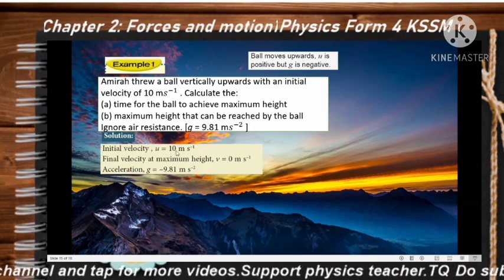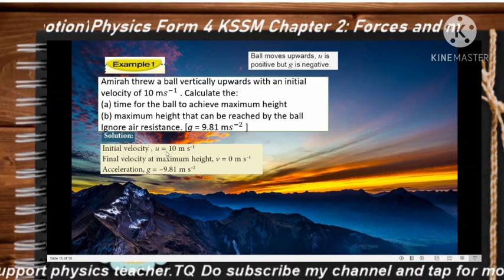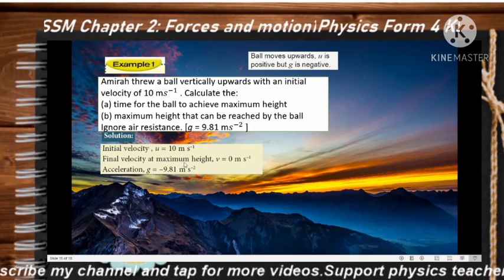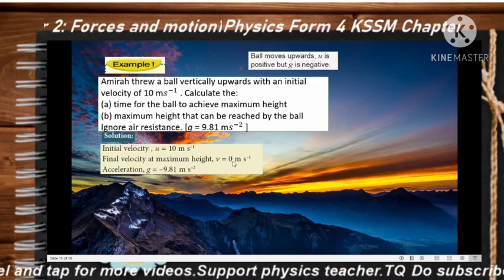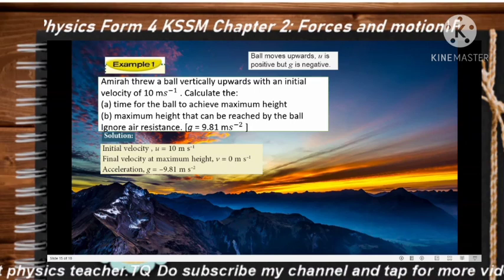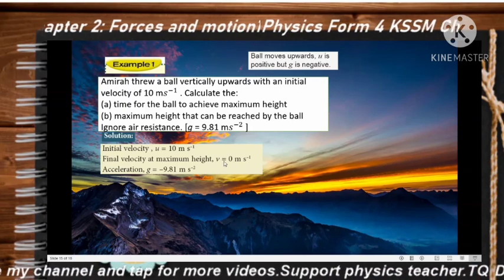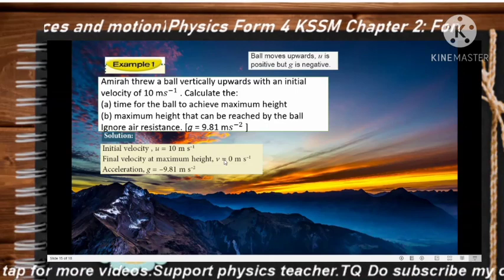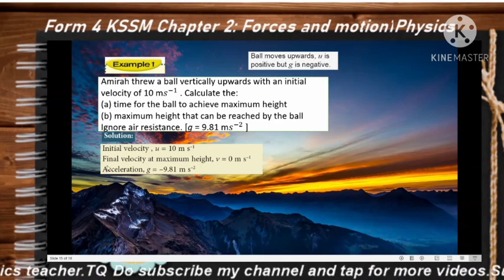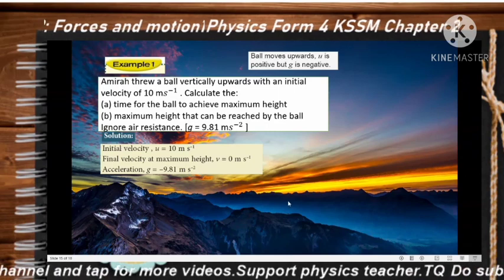At first, we list out all the information given. The initial velocity u is 10 m s^-1. The final velocity at maximum height is 0. When it reaches maximum height, the ball will be at rest for a moment, or we can say the final velocity becomes 0, and then it will drop. After the maximum height, it will drop and return to the ground. Acceleration g is negative 9.81 m s^-2.